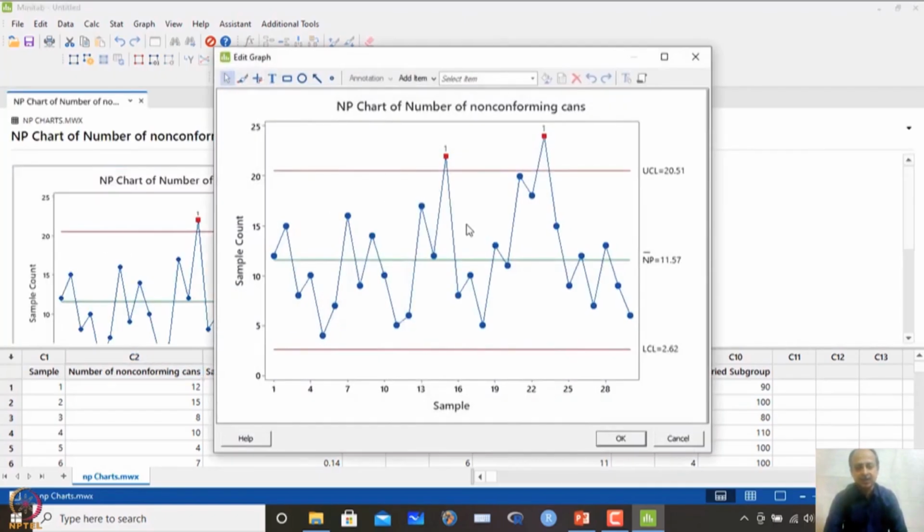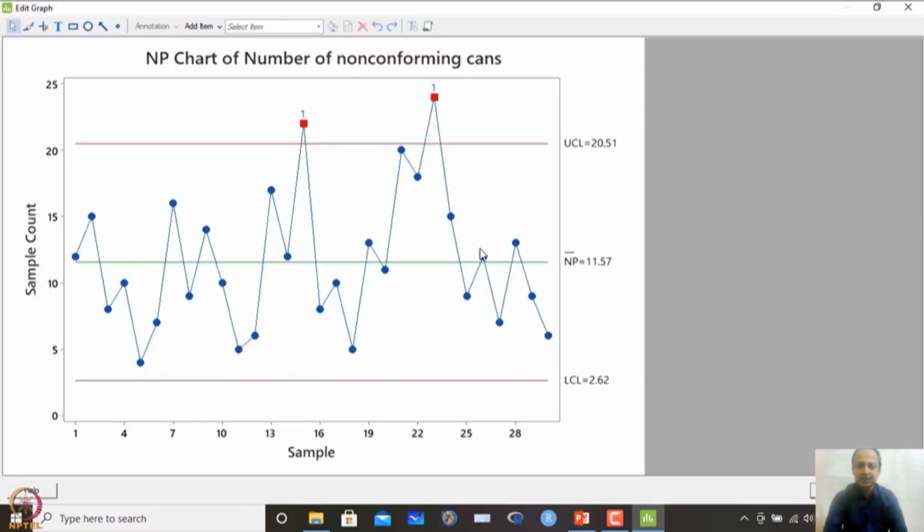This is the NP chart which is done by MINITAB, and here you see the number is 20. So, this is easily understood by the operator: 20 defectives. If it is going beyond that, then I should be very much cautious. Out of 50, if more than 20 are defective, that means something unnatural is happening. The average is around 11. So, out of 50, my process is like that. On an average I am getting 11 defective items, and the lower limit is around 2.